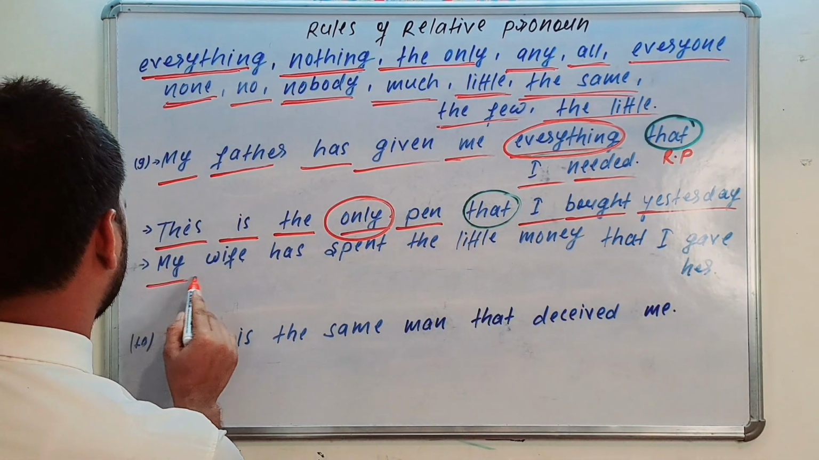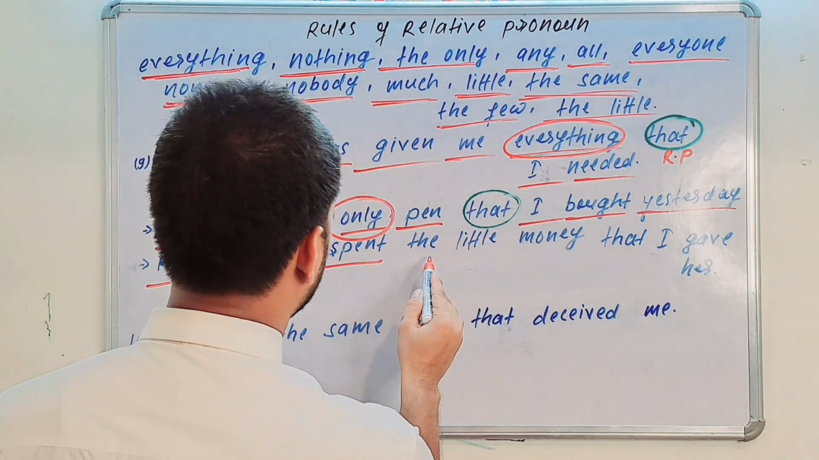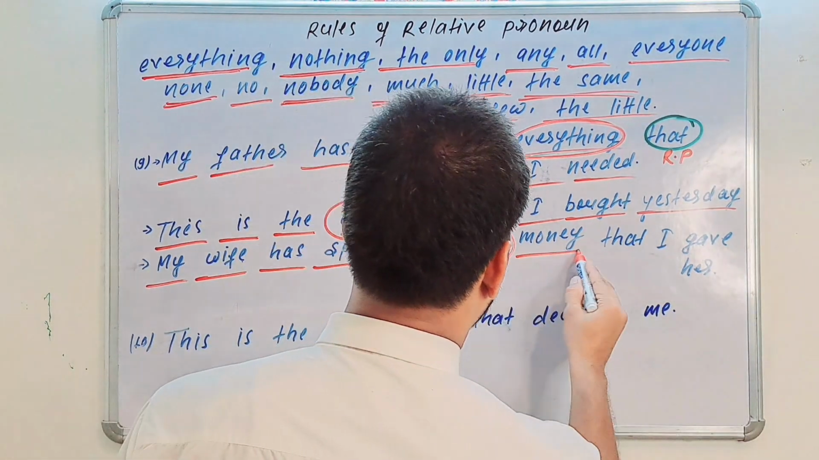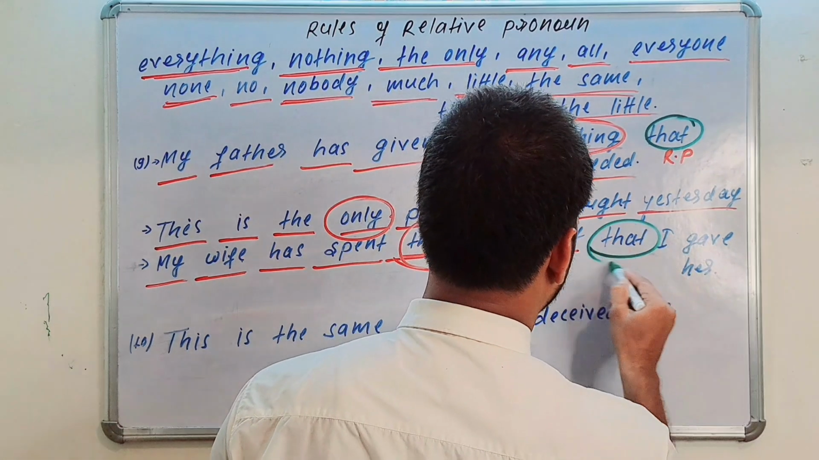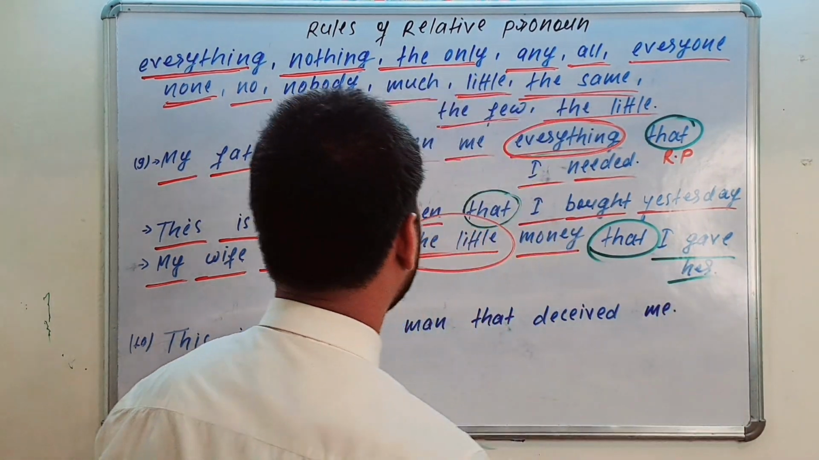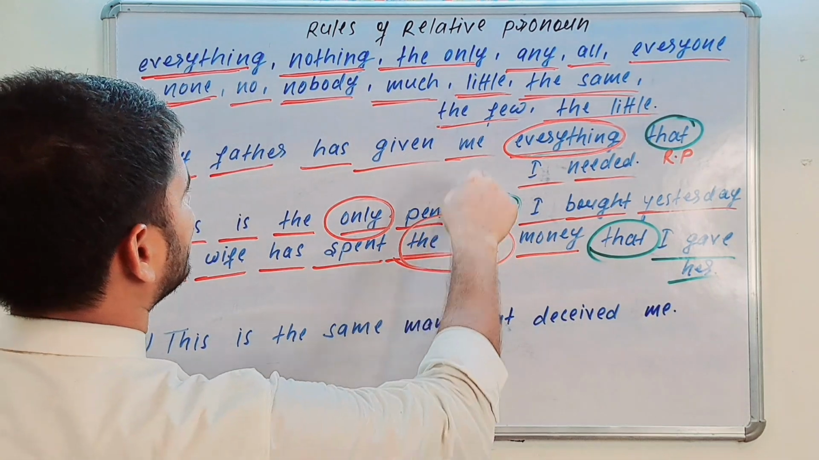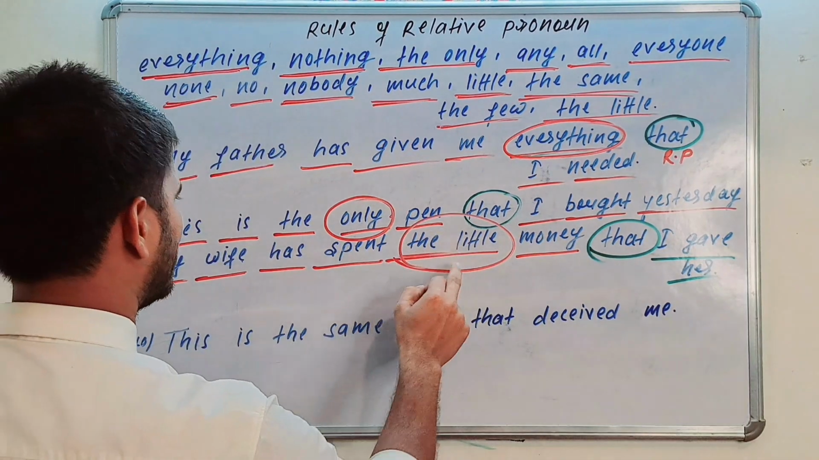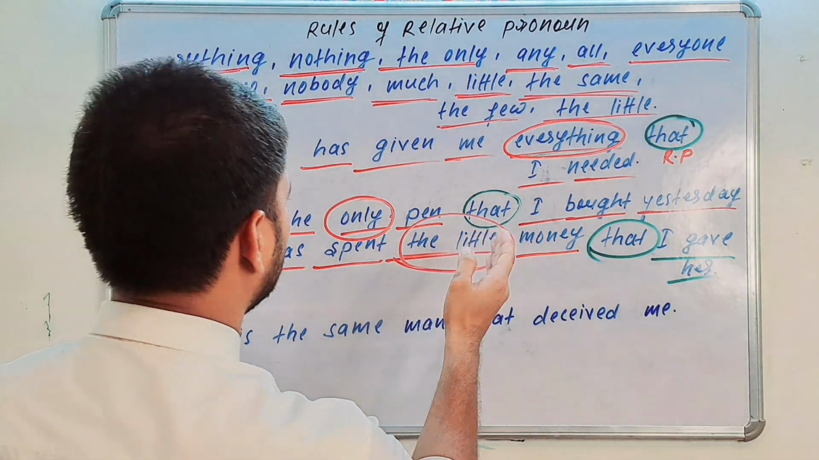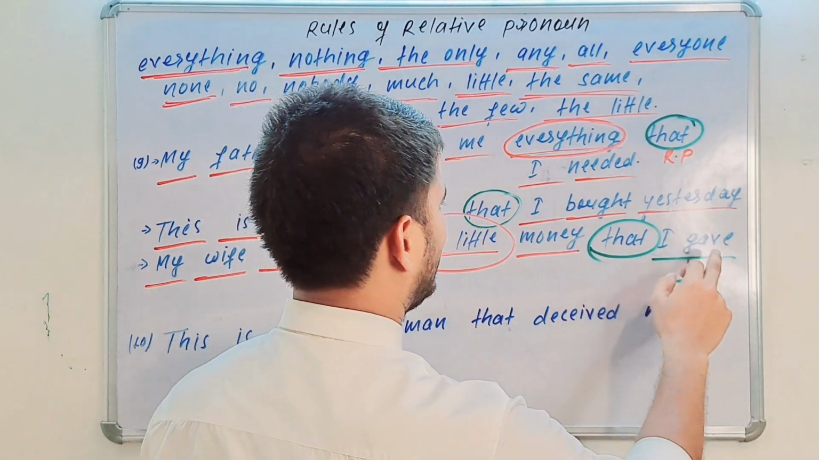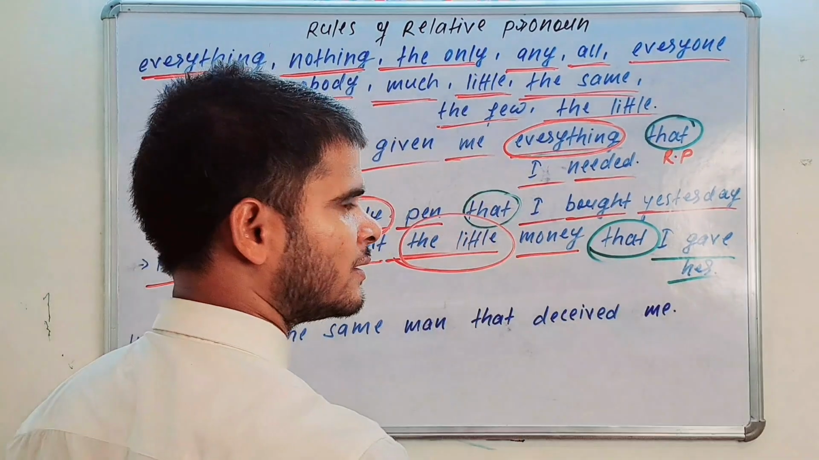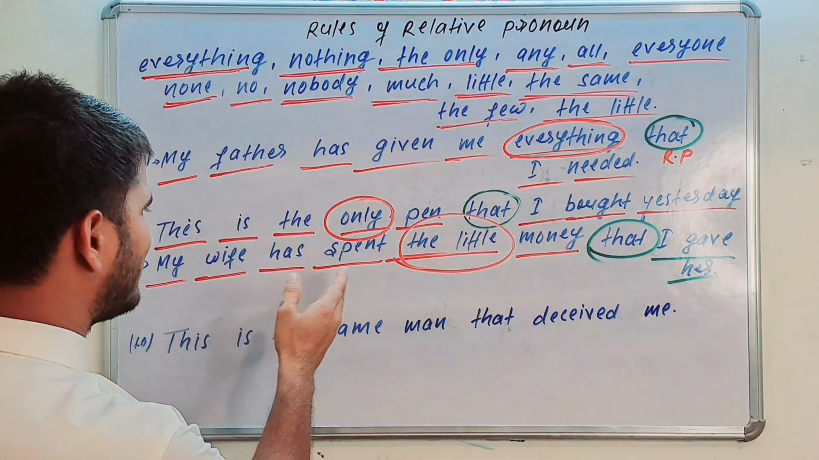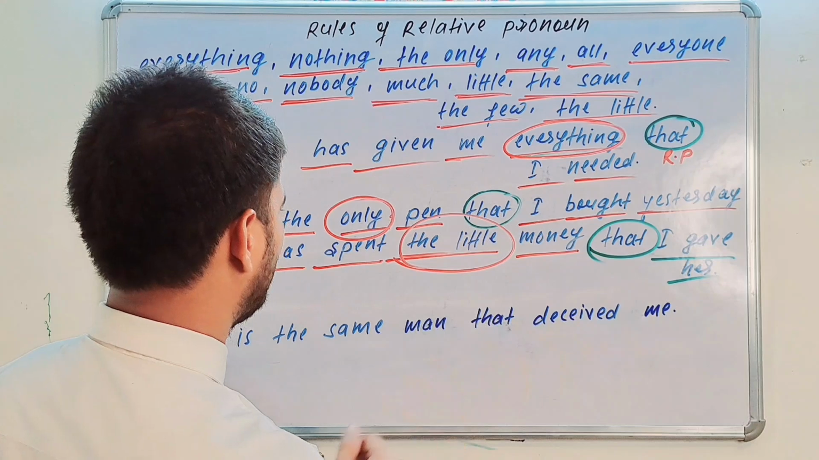Next one: my wife has spent the little money that I gave her. Again here, see, the little, I mentioned above. So this is the word where that is used. My wife has spent the little money that I gave her. So the relative pronoun that is used. My wife has spent the little money that I gave her.